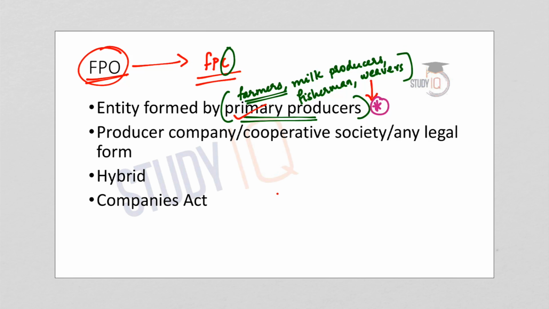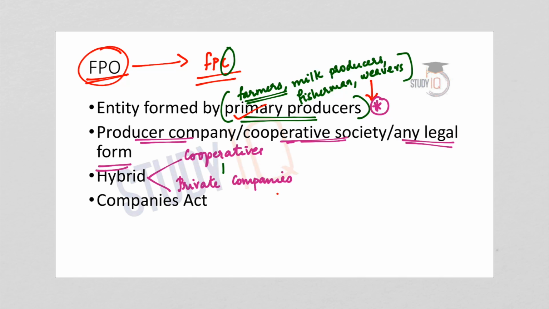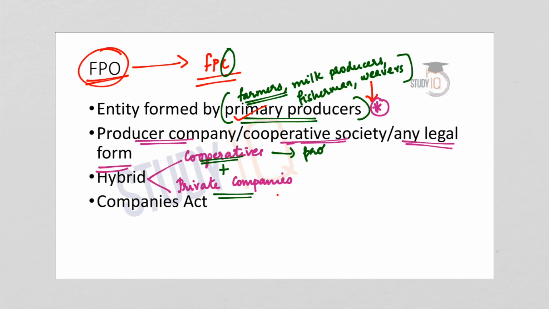Now, an FPO can be either a producer company or a cooperative society, or it can take any legal form. Basically the FPOs are a hybrid of cooperative societies and private companies. That means they have the character of a cooperative society. What is the characteristic of a cooperative society? It works on the basis of a no profit, no loss policy. Here the profit or the benefits are shared among the members. It is the principle by which a cooperative society works.